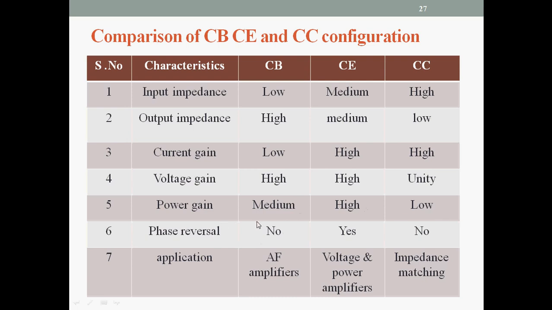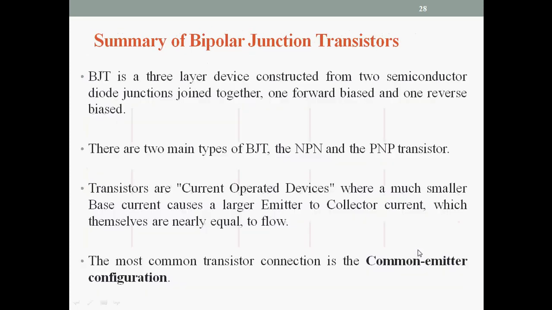Phase reversal: there is no phase reversal in the common base configuration. In the common emitter configuration, there is phase reversal. In common collector, no phase reversal. Application: the common base configuration is used in AF amplifiers. The common emitter configuration is used for voltage and power amplification, and common collector is used for impedance matching.